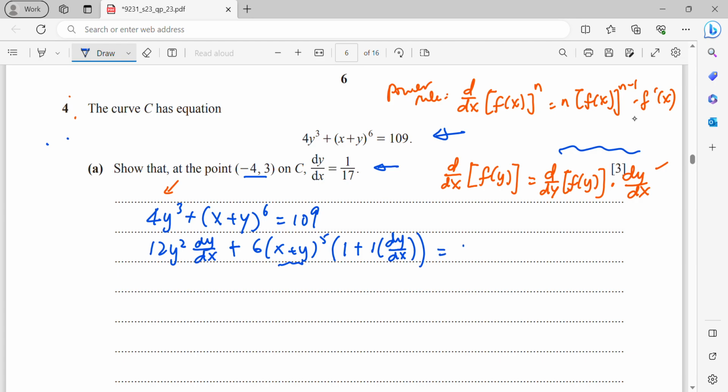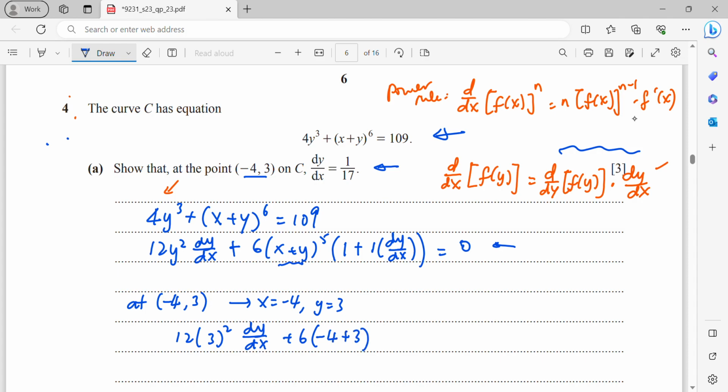Okay, right hand side is 0 because it's a constant. So now at (-4, 3). So this means the x is -4, the y is 3. I'm going to replace the x and y in the previous step. Okay, so 12(3)^2 dy/dx plus 6(x+y), so (-4+3) to the power 5, multiplied with (1 + dy/dx) equals to 0.